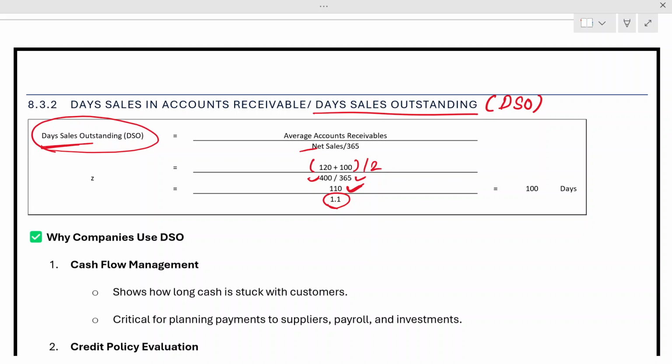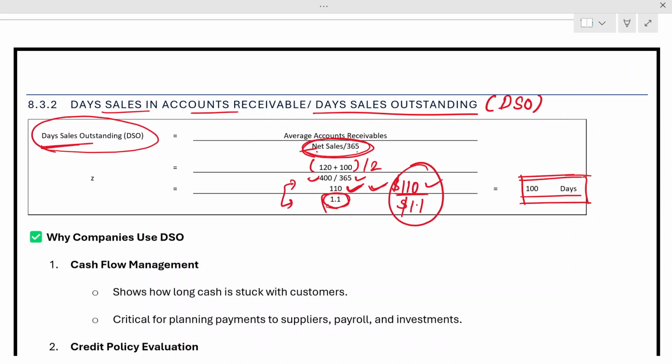is 1.1. So effectively, if you use this formula, you can simply say that you have debtors or accounts receivable of $110, and on an average your per day sales, if you divide net sales by 365, you are getting 1.1. So on an average your per day sale is $1.1, and you have receivables of $110. So on an average, how many days will they take to pay you back? You will say they will be taking 100 days. So 100 days in days sales outstanding, or DSO, looks very high.